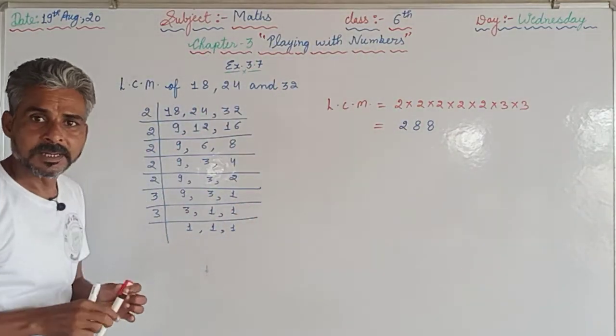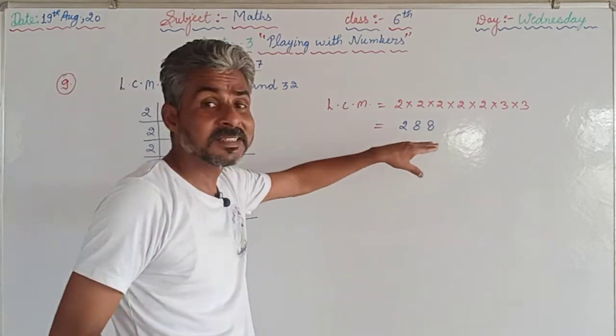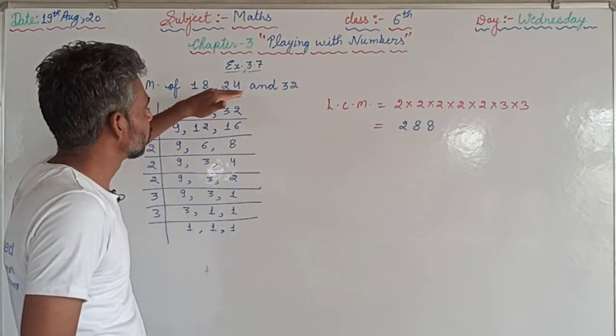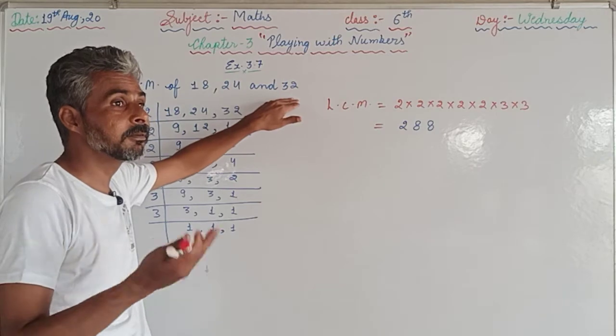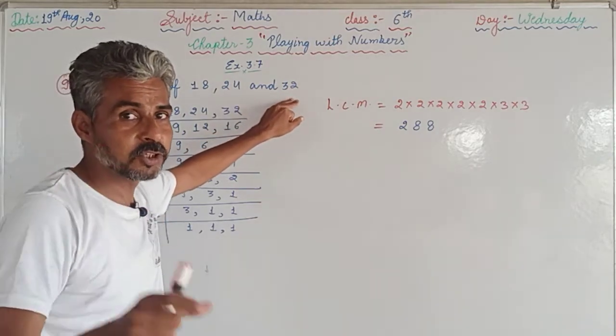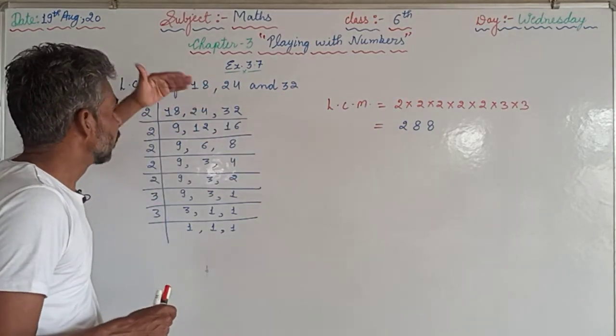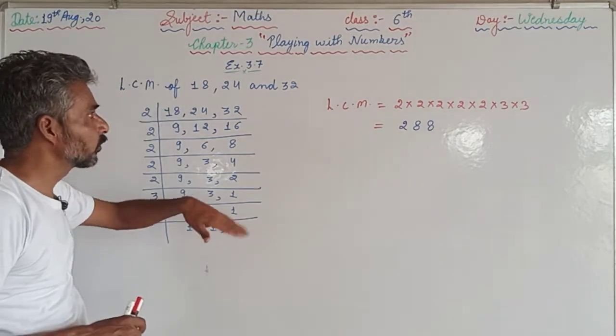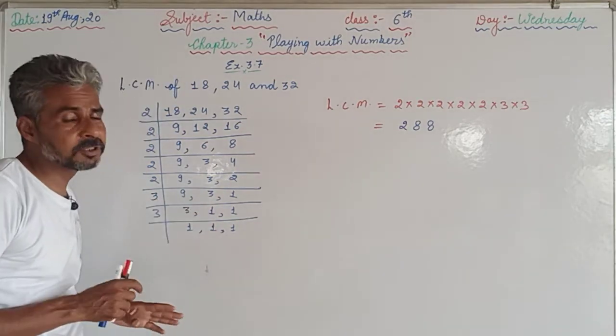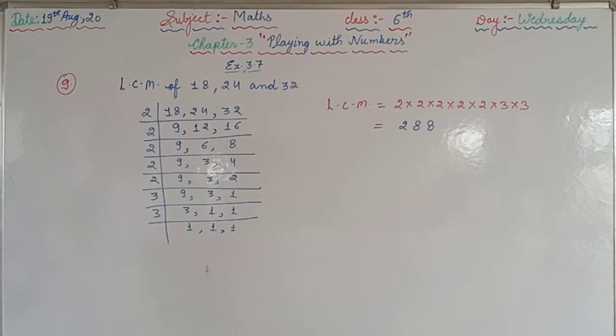What does it mean? It means that 288 is exactly divisible by 18, 24 and 32. Exactly divisible means the remainder will be 0 when we divide 288 by 18 or 24 or 32. But the question is not to find the LCM of these three numbers. The question is to find the smallest 4-digit number. So we want a 4-digit number. This is only a 3-digit number.